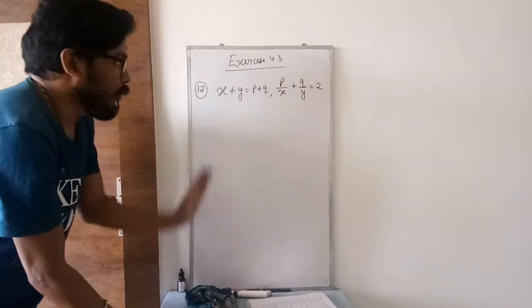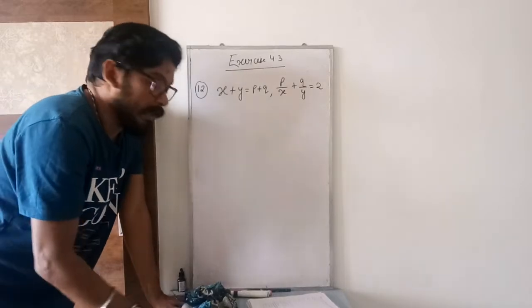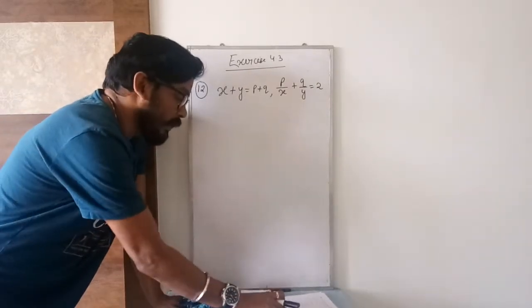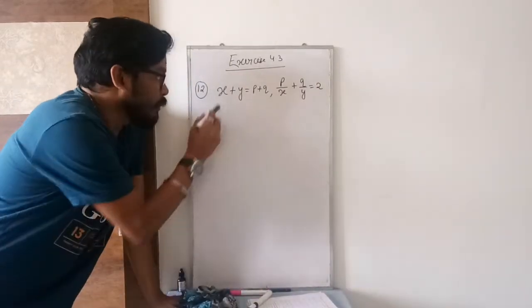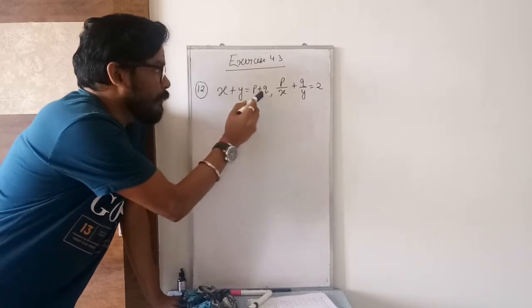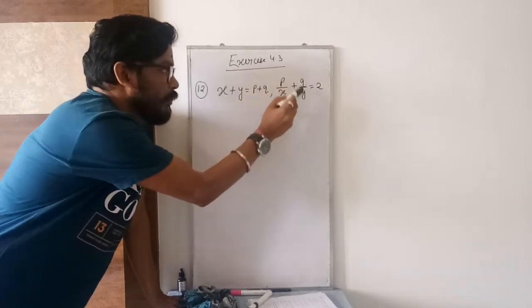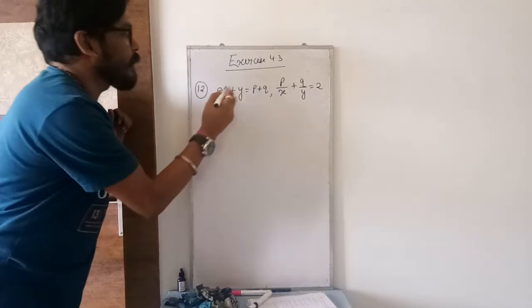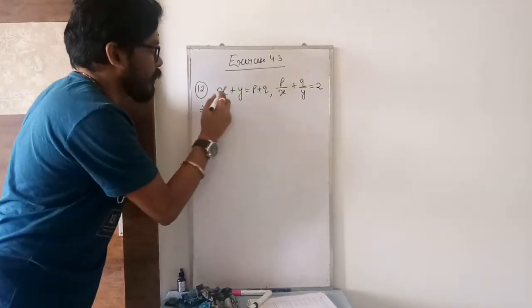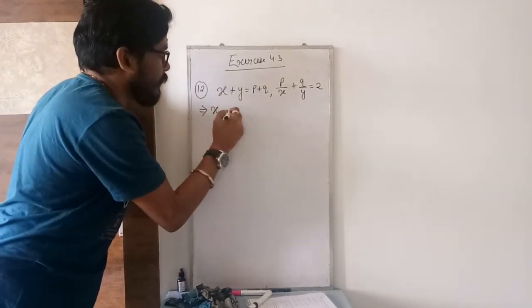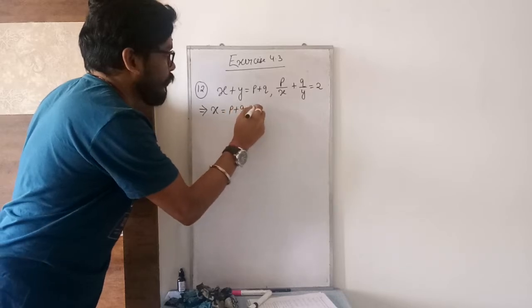So question number 12, if you see page 186, exercise 4.3. x plus y equal to p plus q, and here p by x plus q by y equal to 2. So this is the first equation. From this equation, let me find out the value of x. x equal to p plus q minus y.